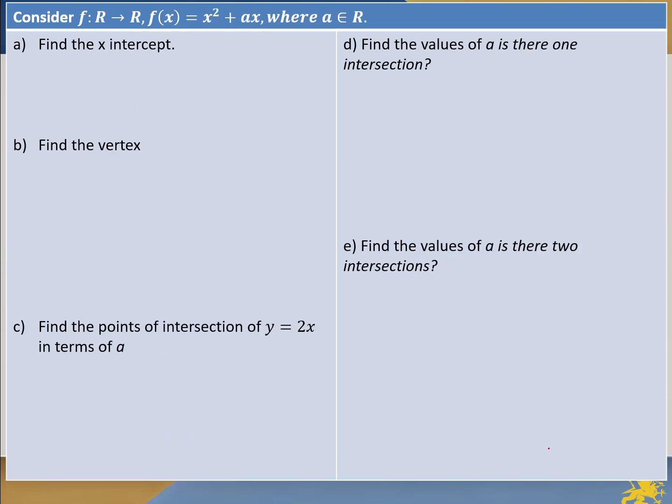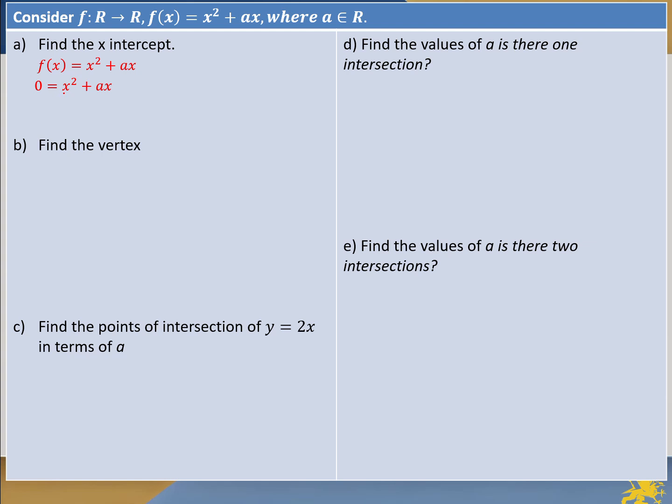Let's look at this next question. Consider the function with a domain of all real numbers: f of x is equal to x squared plus ax, where a is all real numbers. So again, with our x-intercepts, we know x-intercepts means y equals 0, so I make f of x equals 0.